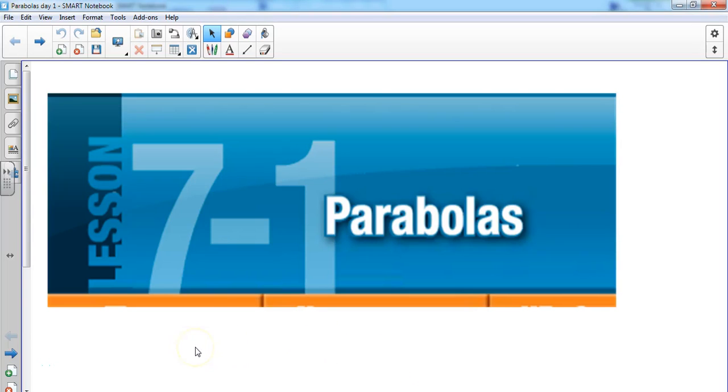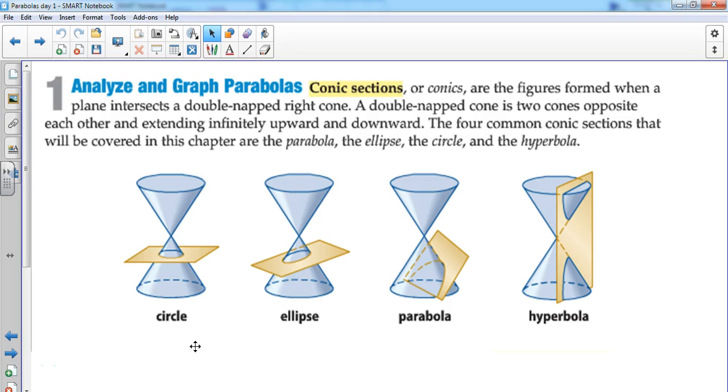All right. 7.1 is parabolas, but we're starting a new chapter on conic sections. I think this is the coolest thing, but when you take this cone and you put another cone on top of it like this, it has a special name I would have never known, called the double napped right cone. But you can get all these different shapes by intersecting or slicing a plane through this shape.